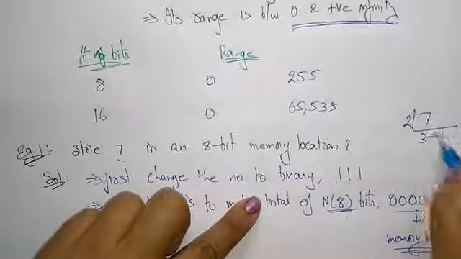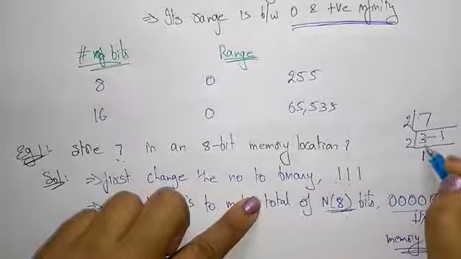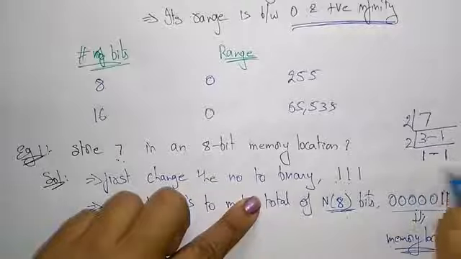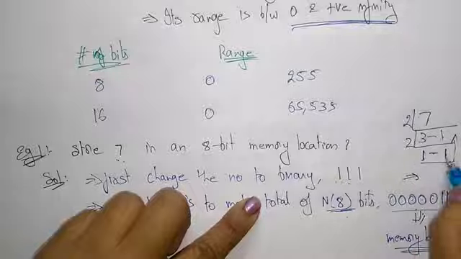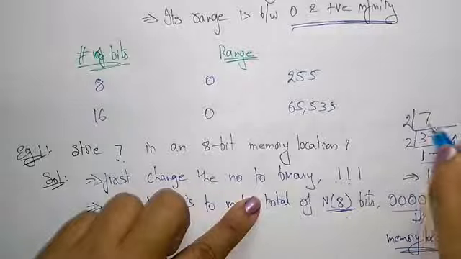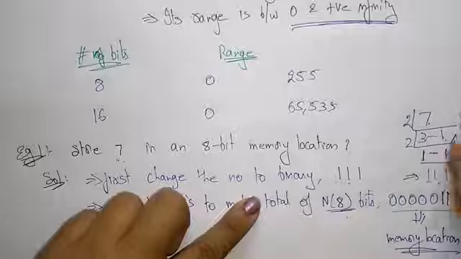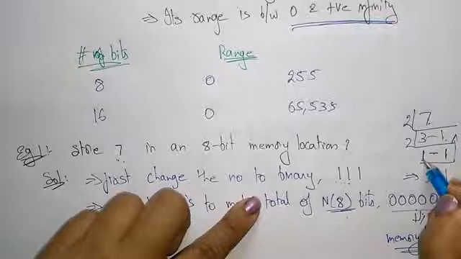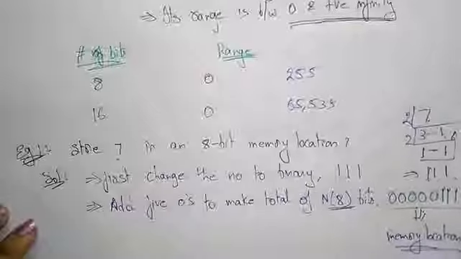So 2 3s are 6 and 1 will be the remainder. 2 1s are 2 and 1 will be the remainder. So like this you have to follow. 1 1 1. So this is the binary representation for the decimal number 7. You have to calculate like this and convert the decimal number into a binary number. So 1 1 1, three ones, is the binary representation of 7.